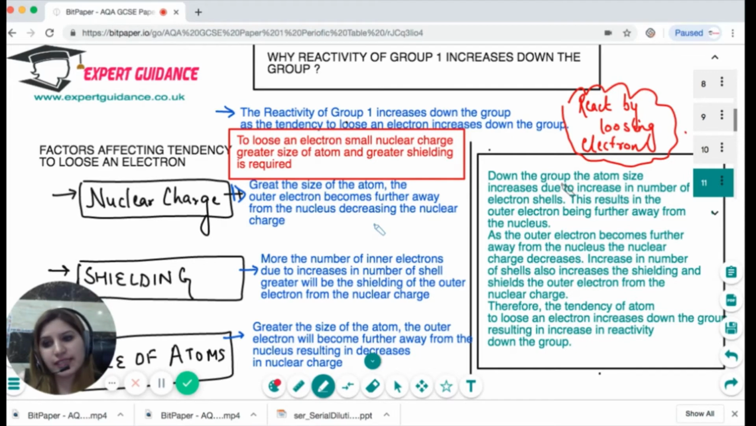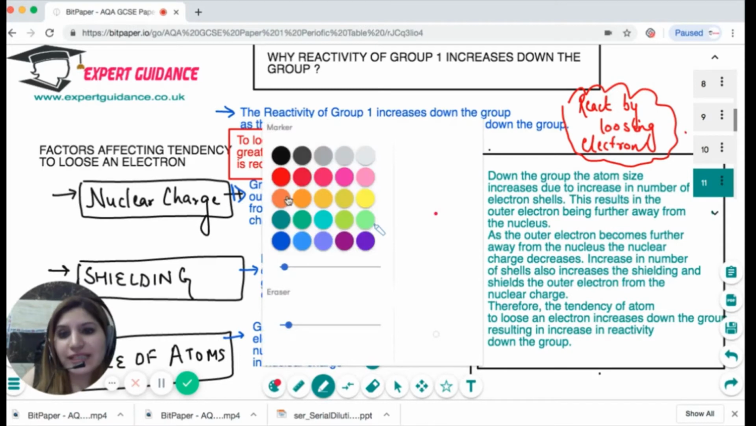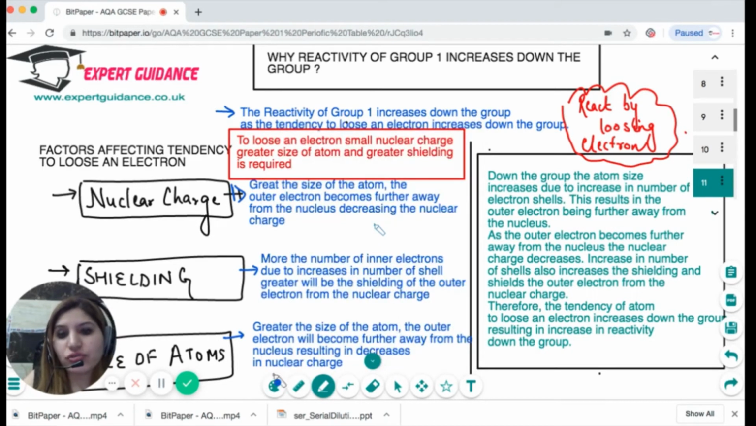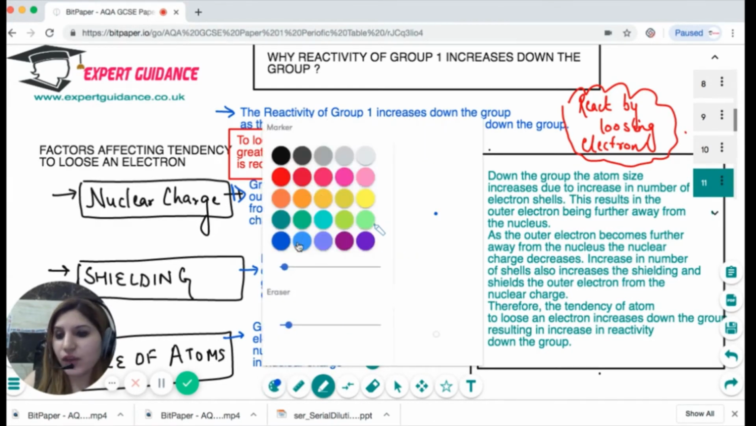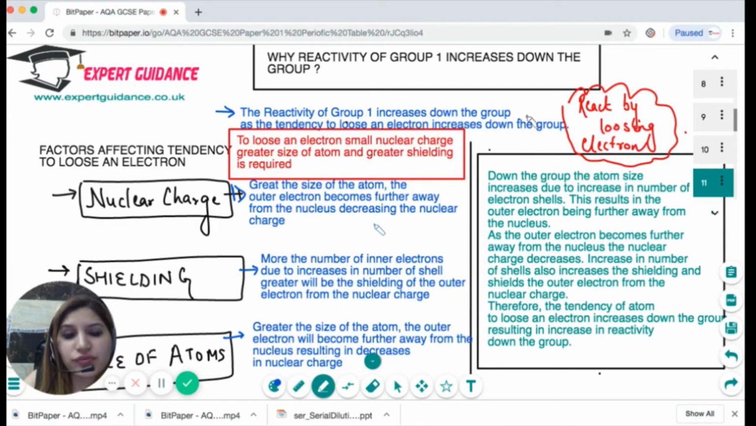Okay, so I hope the physical properties, the chemical properties, and the electronic configuration of group 1 are clear to you. Now comes a very important question. Why does the reactivity of group 1 increase down the group? In order to explain that, if any question comes in, you need to first explain that alkali metals react by losing an electron, and the tendency to lose the electron increases down the group, therefore they become more reactive.